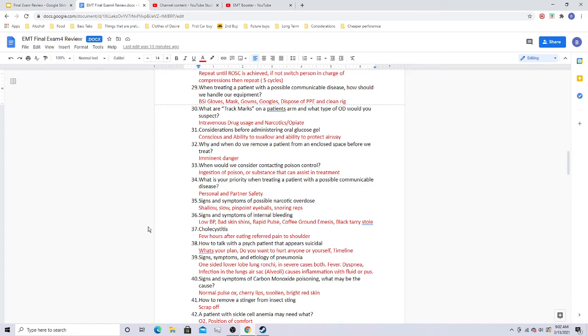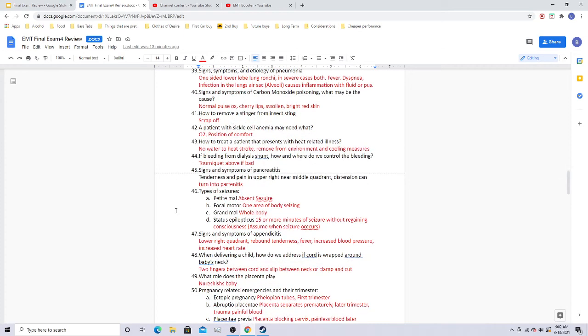Next, how to extract a stinger from an insect sting. A lot of people say, oh, just use a tweezer, right? No, you don't want to use a tweezer, because all you're going to do is squeeze all that nasty little poison into the person. And if they're anaphylactic, that's going to make the problem 10 times worse. So what you're going to do is get a credit card or a penny and just scrape it off. That way you pull the little thing out, no venom gets back into them, all good.